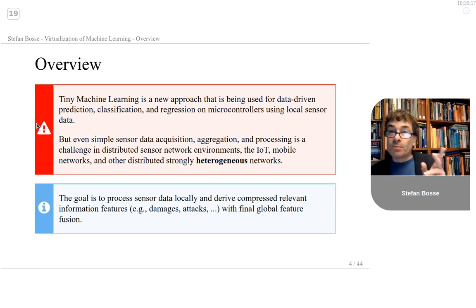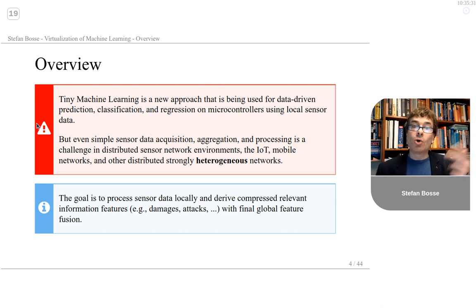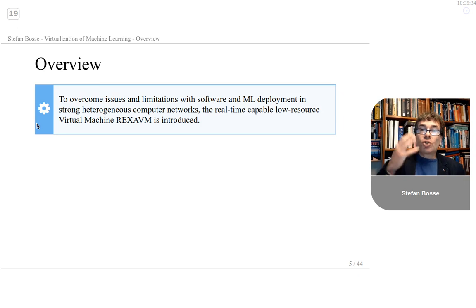The goal of this work and the REXA virtual machine is to process sensor data locally and derive compressed relevant information features like damages, attack features in a network environment and so on with final global feature fusion. I give a short overview of the virtual machine and the challenges. To overcome issues and limitations with software and machine learning deployment in strongly heterogeneous computer networks, the real-time capable, low-resource virtual machine REXA VM is introduced.